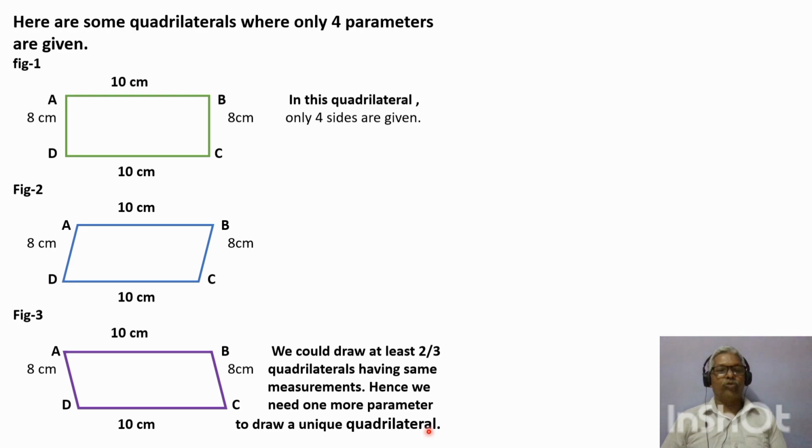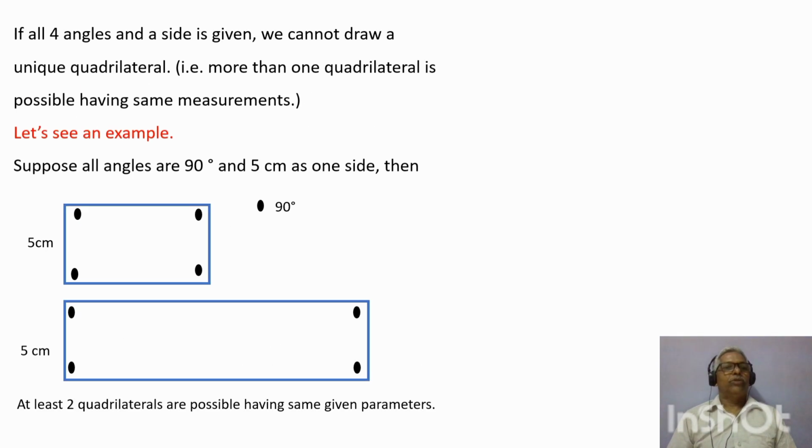So you came to know what is unique. You came to know you need more than four parameters, at least five. We will see what happens and which five are needed. So see here an example. If all four angles and a side are given, we cannot draw a unique quadrilateral.